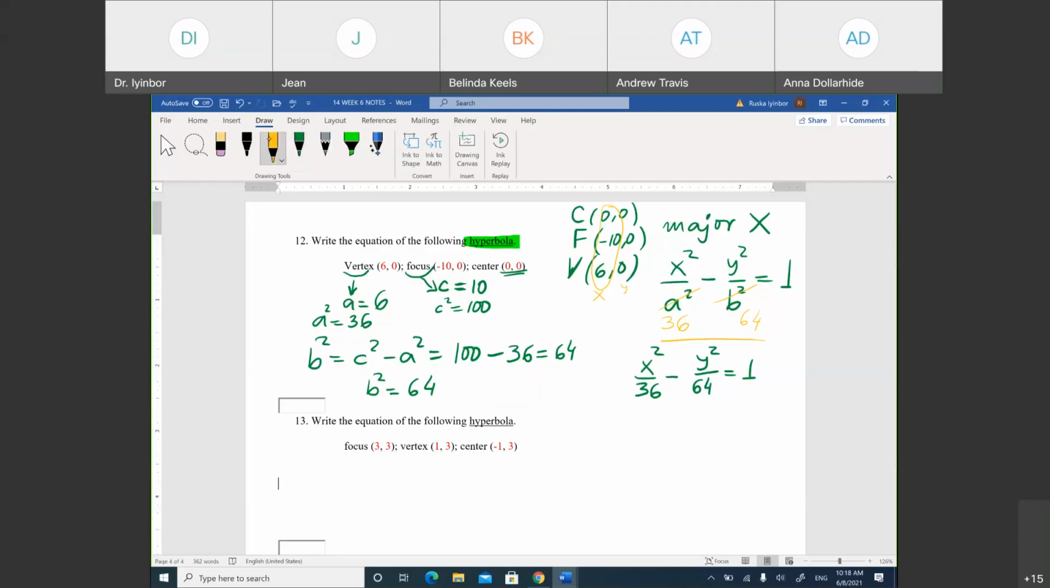That's your answer. That's the equation of the hyperbola with center (0, 0), vertex (6, 0), and focus (10, 0). Okay, any questions? So it's the same idea, you just look at the bottom formula sheet. Okay, let's do one more.